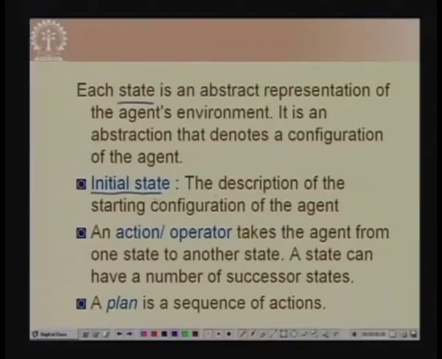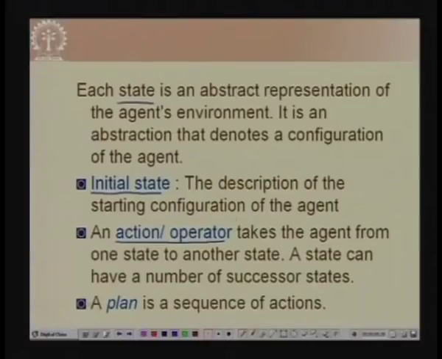The initial state is a description of the starting configuration of the agent. An action or an operator takes an agent from one state to another state. By taking an action, the agent moves from a current state to its successor state. A plan is a sequence of actions that the agent can take. The agent starts from the initial state, executes a plan, that is, takes a sequence of actions so that it reaches a goal.